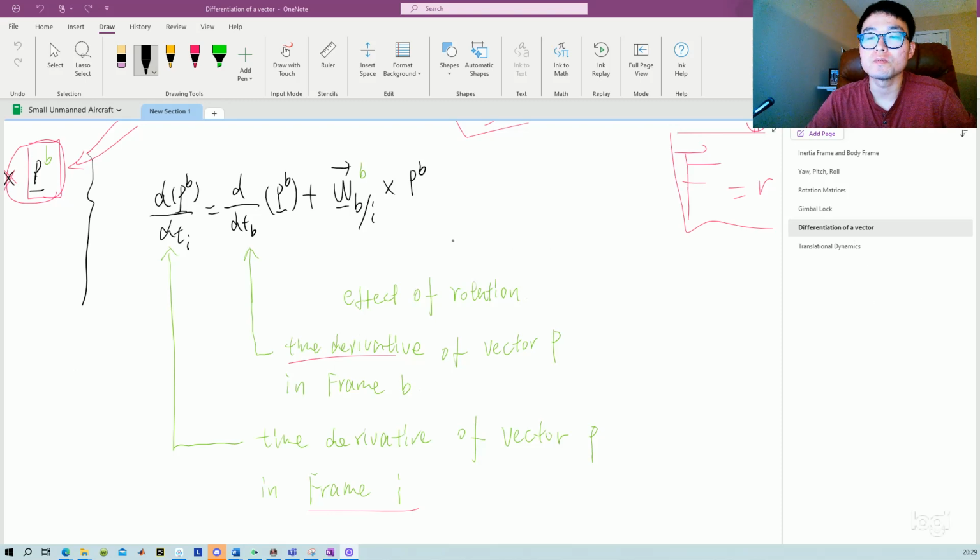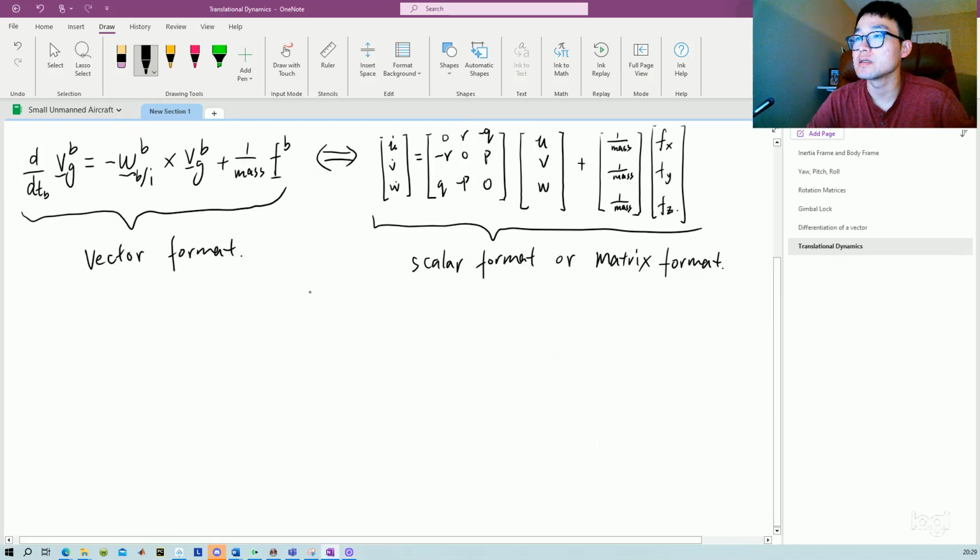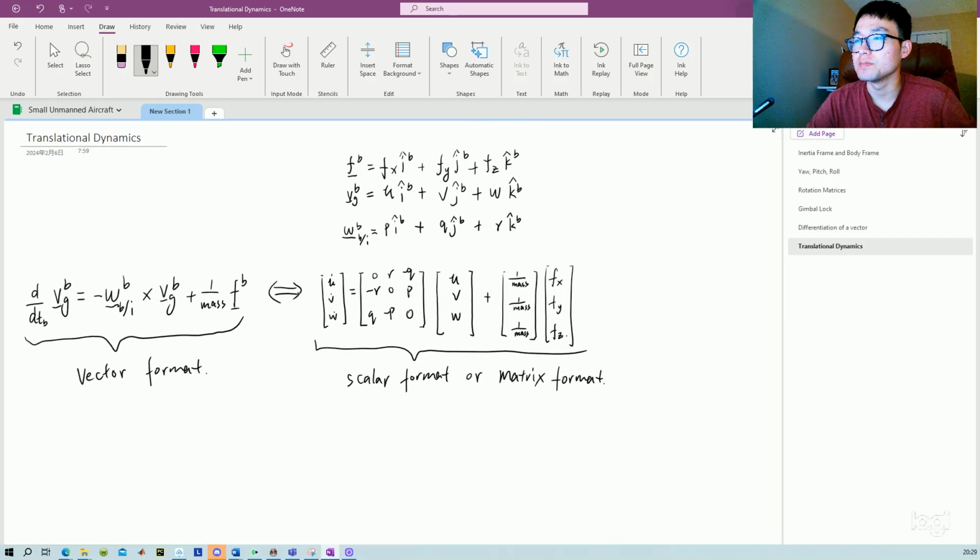Okay, so in the last video, we studied this equation, and I promised that I will use this equation and then apply it to Newton's law to show you that Newton's law actually behaves differently in a rotating frame. To know that, let's look at the translational dynamics of the vehicle first.